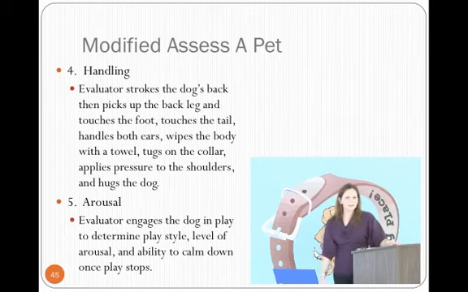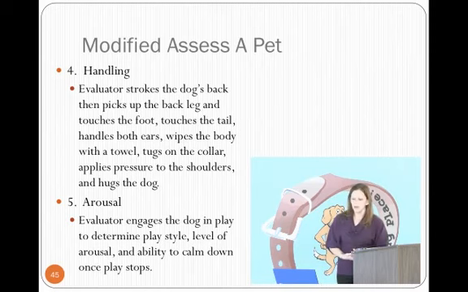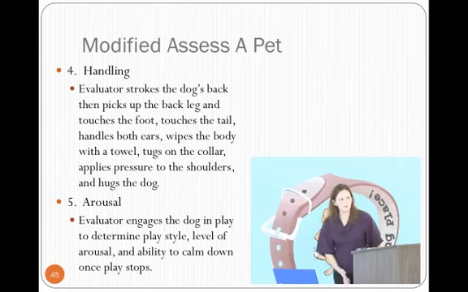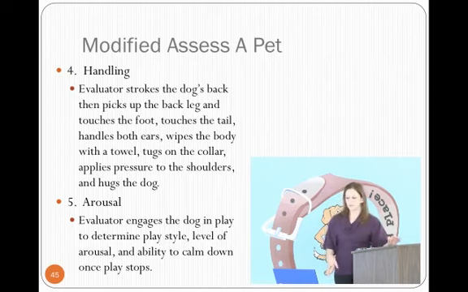And then they'll look at handling. They go a little more in depth with handling than the SAFER does. So they'll stroke the dog down the back. They'll pick up a back leg. They'll touch the tail, maybe even get a gentle tug. They'll handle both ears, look inside them, and wipe the body down with a towel. Oftentimes, as I've learned being in the behavior clinic, this can be a real trigger for a lot of animals. They're fine with a bath, but then you try to dry them off, and they start to show aggression.